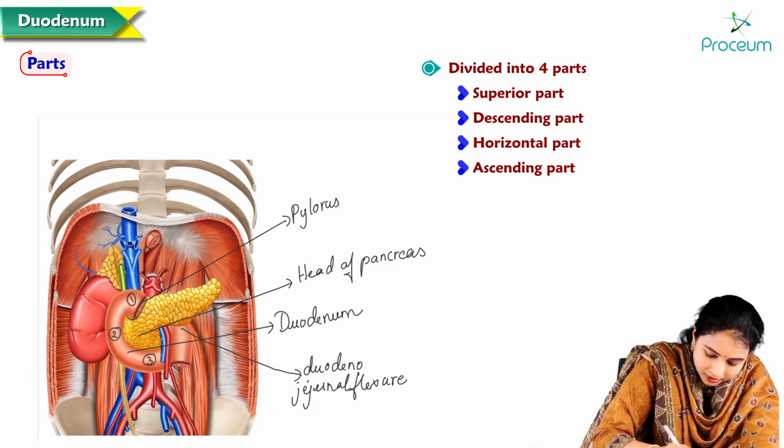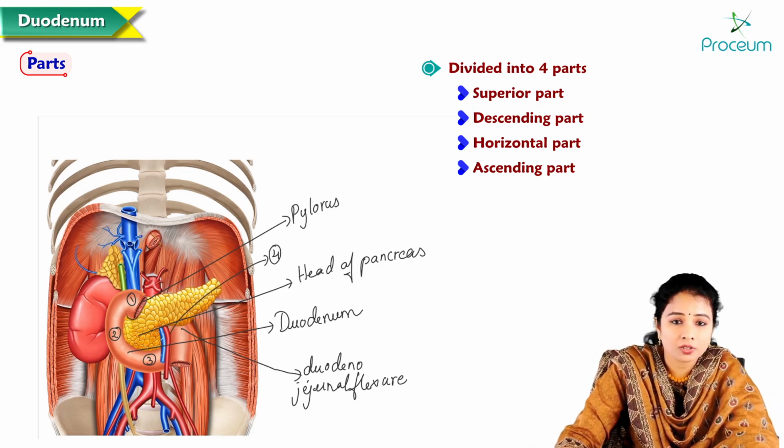The fourth part is covered by the superior mesenteric vessels here. So the fourth part is hiding below these vessels. These are the four parts of the duodenum.